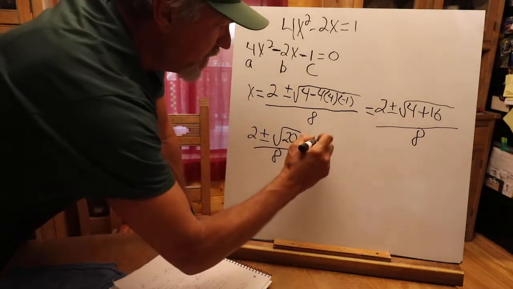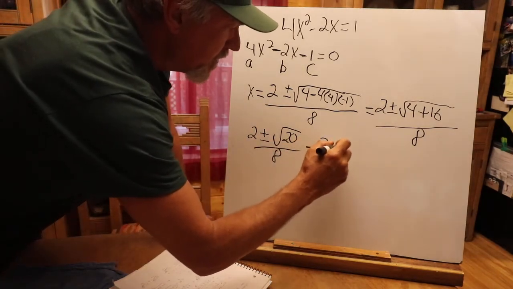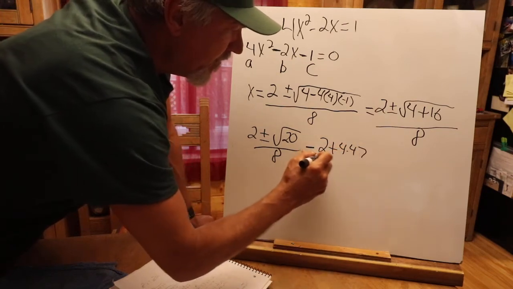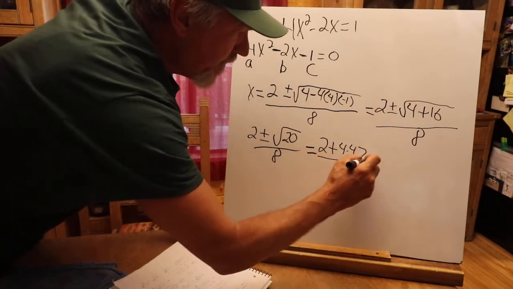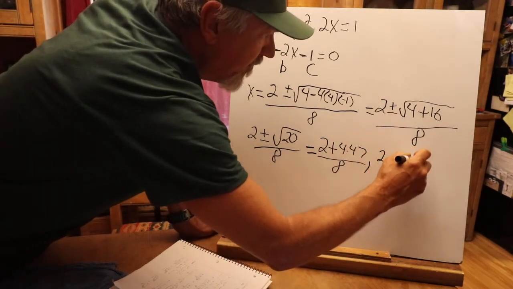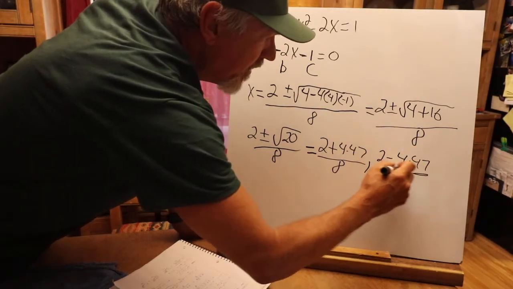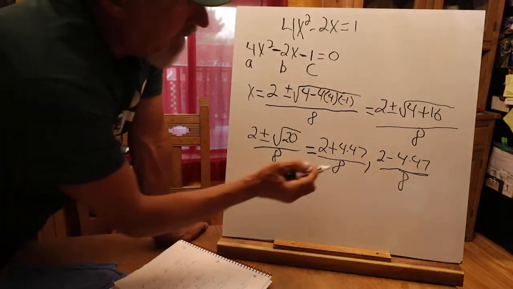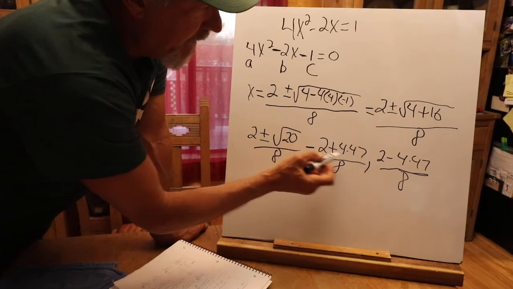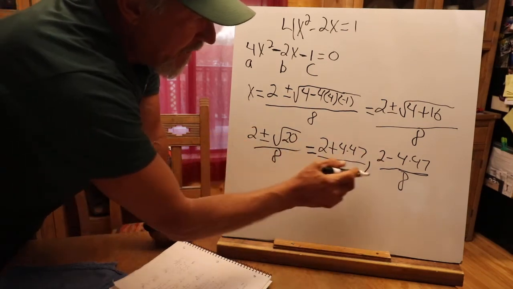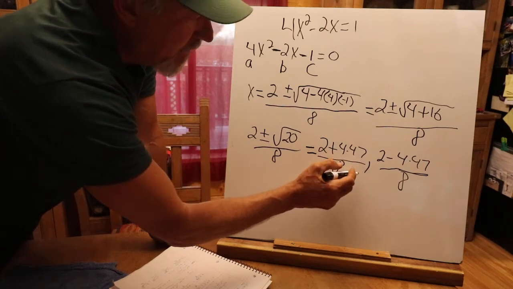So I'm going to write 2 plus 4.47 divided by 8, and 2 minus 4.47 divided by 8. I have a plus and I have a minus, and that's from this plus and minus. And your answers are separated by a comma.